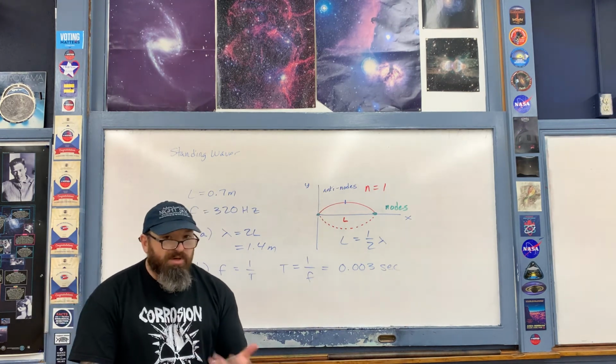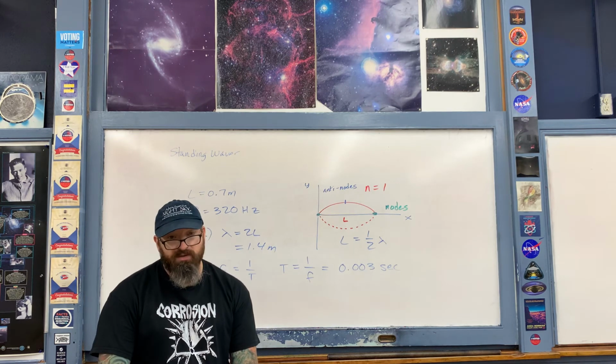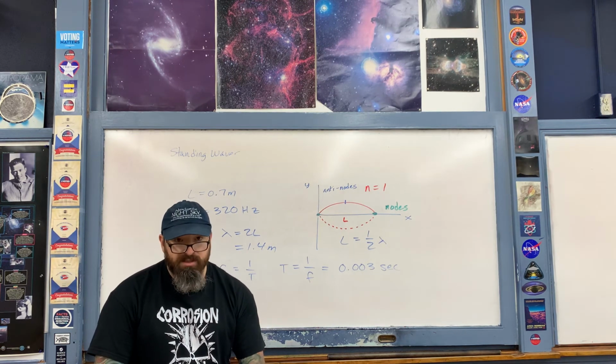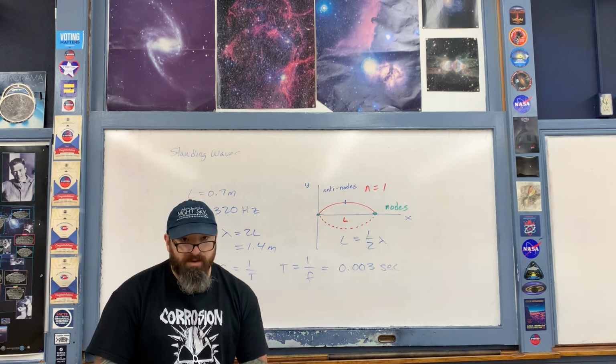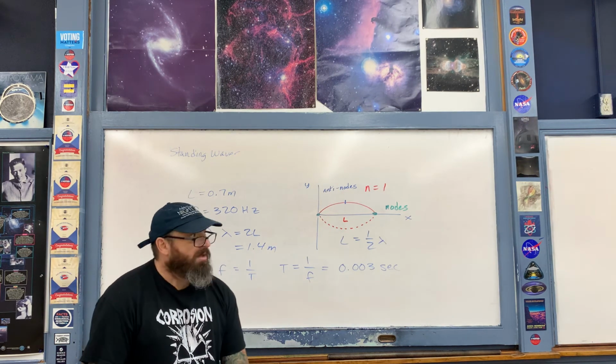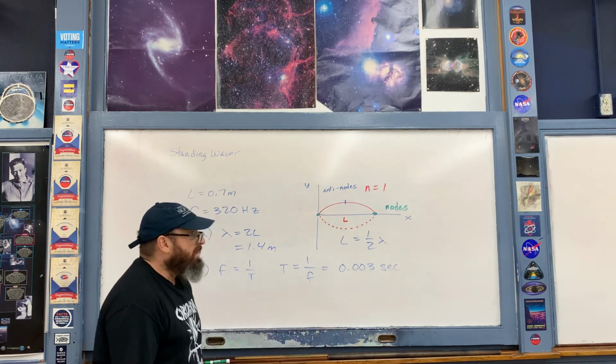The reason why the period is so small and the frequency is so high for a guitar string is because you place it under an enormous amount of tension by means, for example, of the guitar pegs. Okay, there's a little bit more to this problem here. We have part C.